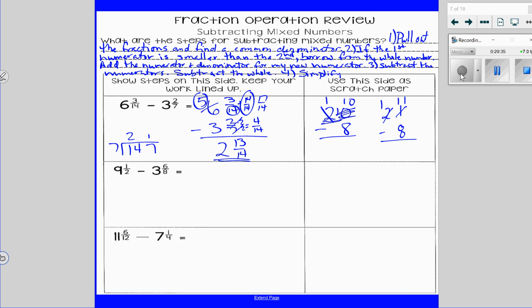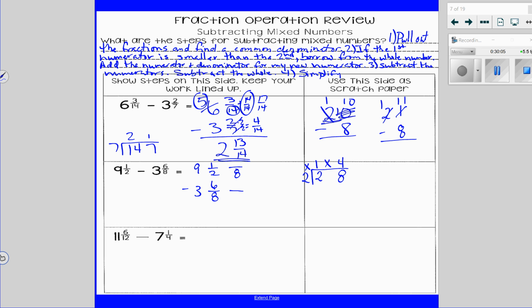All right, so you start by writing it as a regular subtraction problem. And then we find our common denominator between 2 and 8. What can go into both of those? 2. 2 goes into 2 1 time, and 2 goes into 8 4 times. So 2 times 1 is 2. 2 times 4 is 8. So my common denominator is now 8.